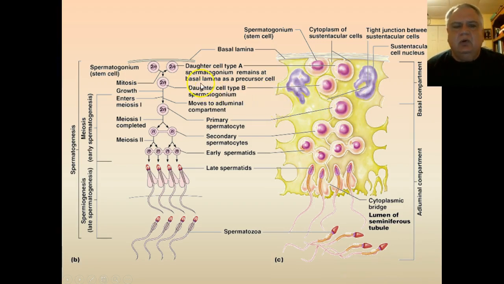Okay, so that's where we're at this point in time. Again, a single spermatogonial cell or stem cell divides to form two daughter cells. Each of these daughter cells contains the 2n number of chromosomes. One remains attached to the outer wall of the seminiferous tubule. It's referred to as the type A daughter cell. The other begins to move through the adluminal compartment toward the lumen. It's referred to as the type B cell.